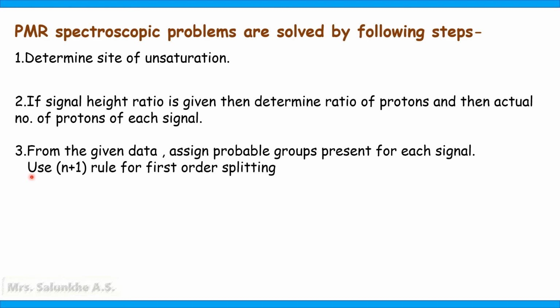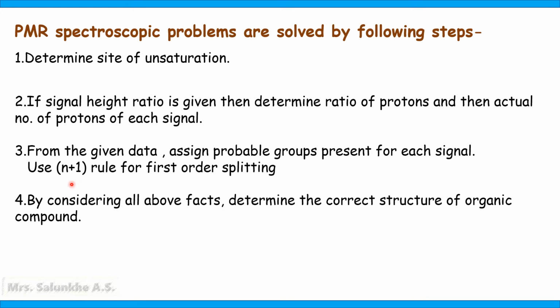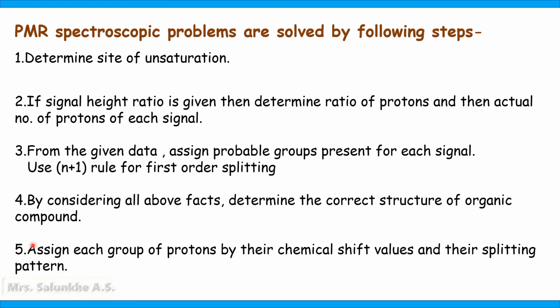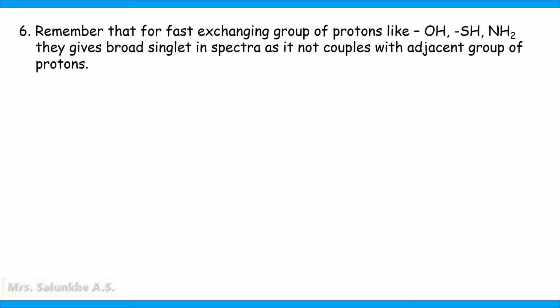For that, use the n+1 rule for first order splitting. First order splitting takes place due to vicinal and geminal coupling, that also remember. By considering all the above facts, determine the correct structure of the organic compound. Assign each group of protons by their chemical shift values and their splitting pattern.